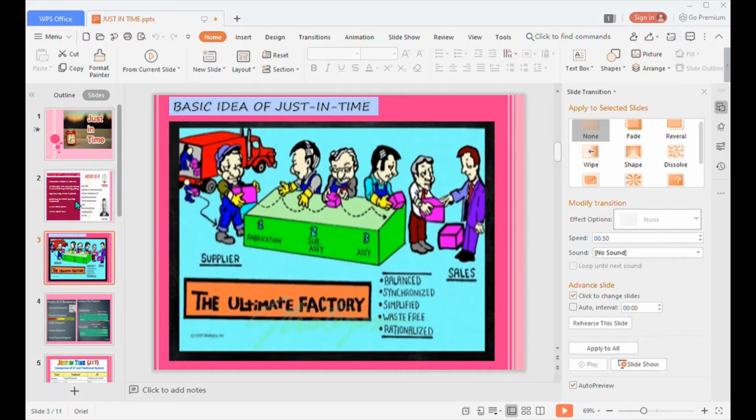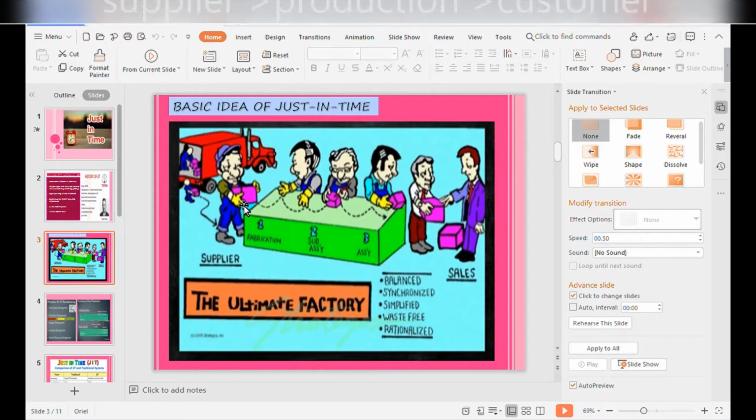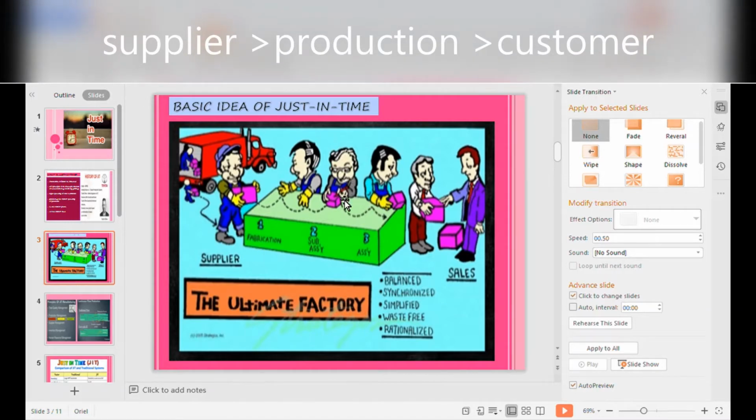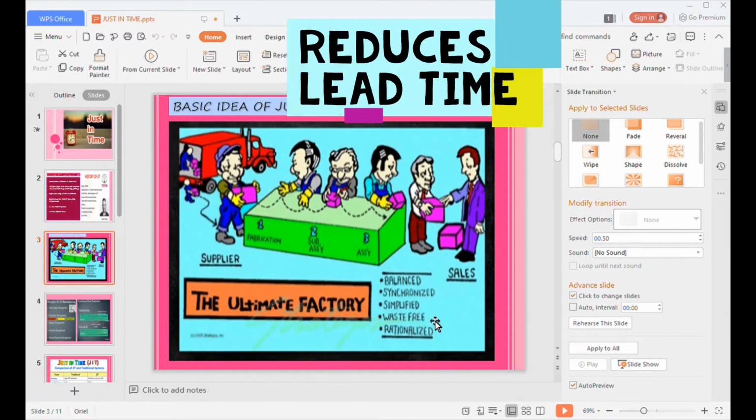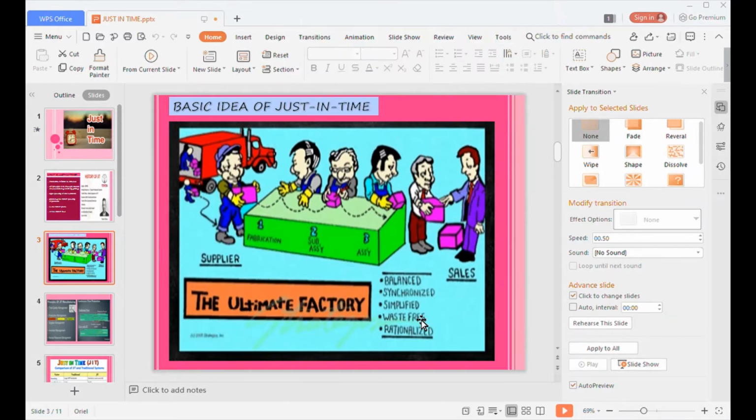Okay, this is the basic idea of just-in-time, guys. From supplier to production to sales or to customers. Nice idea when you don't have enough space. It is simplified, so it reduces lead time. So when we say lead time, that is the amount of time it takes from the moment a customer places the order to the moment the product is out for delivery.